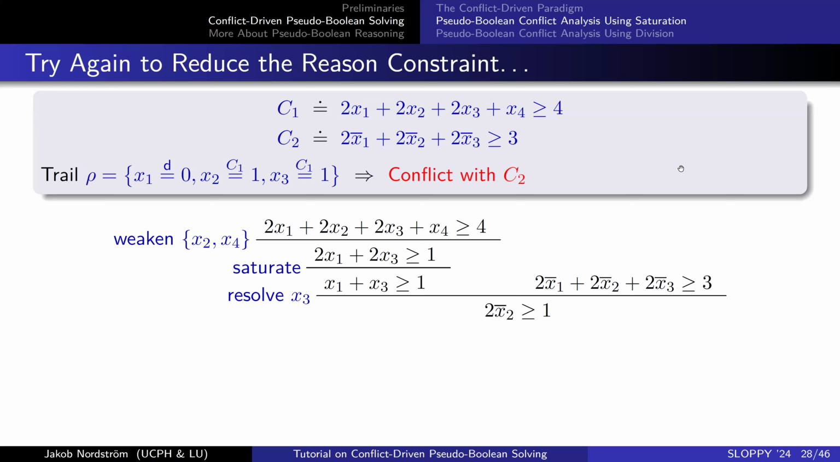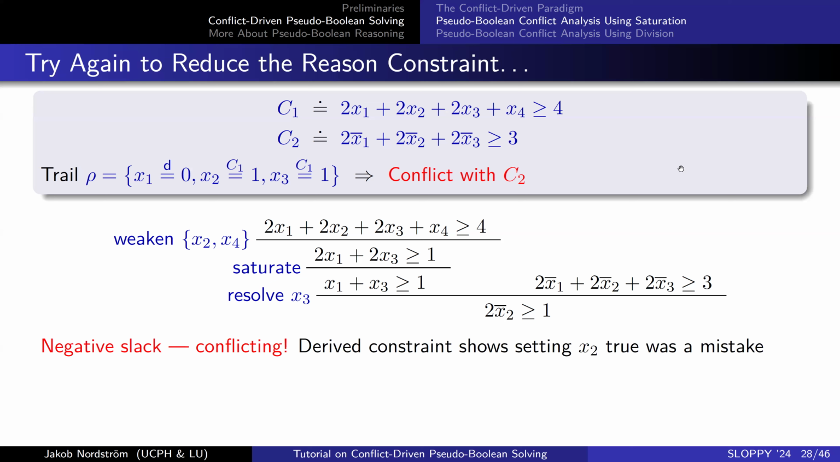Question, are we now happy? The answer is yes, we're happy. Because this shows that indeed, we're looking at the assignment setting x1 to false and x2 to true. And this constraint said, that's a terrible mistake. What did you just do to x2? You shouldn't have done that.